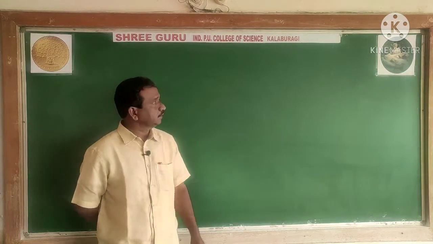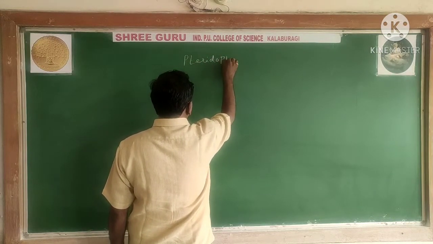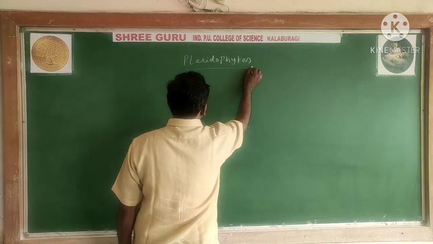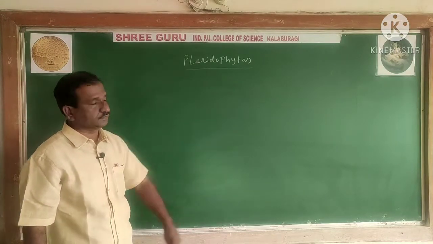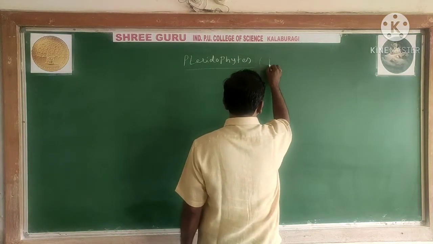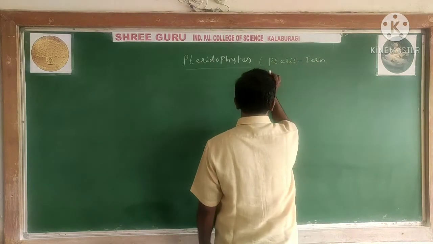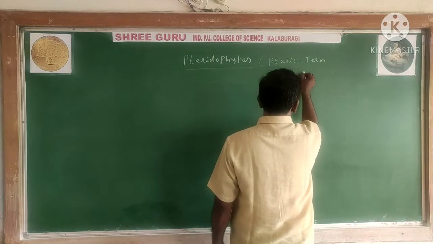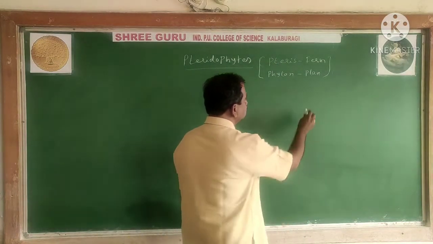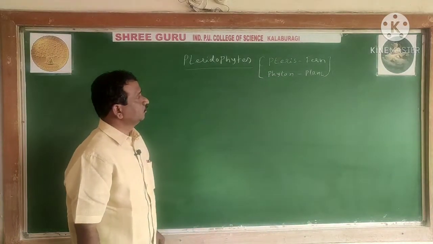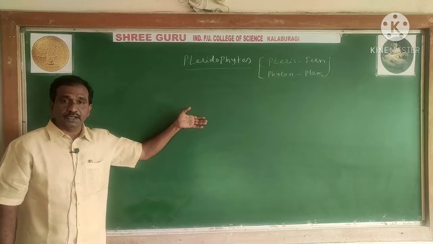Now we are moving toward the next part, the pteridophytes. In the plant kingdom, pteridophytes are considered higher plants as compared to the bryophytes. After algae and bryophytes, the next group is the pteridophytes. Pteris means fern, and phyton means plant. So usually we consider them fern plants. Many plants are there, but the majority look like ferns.